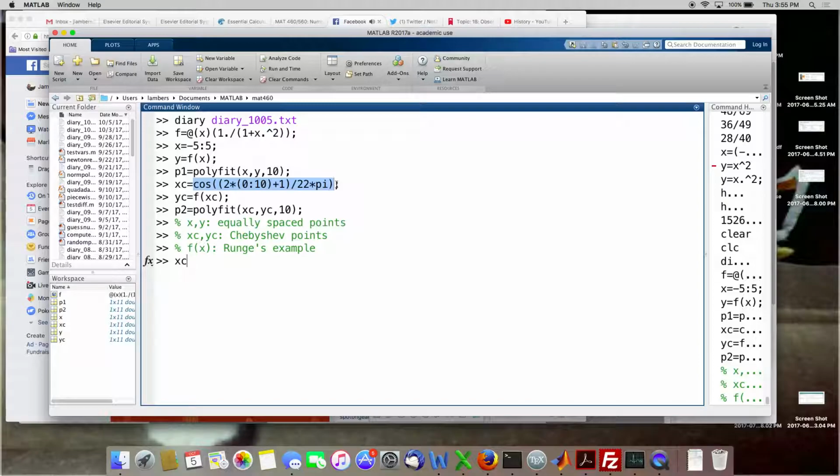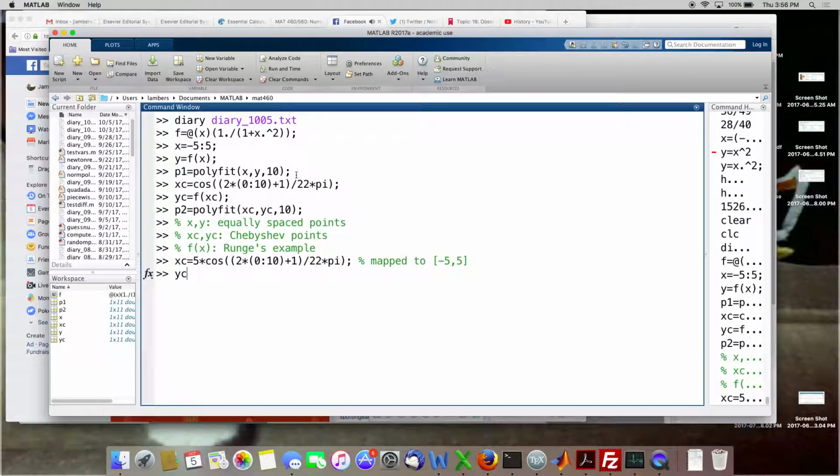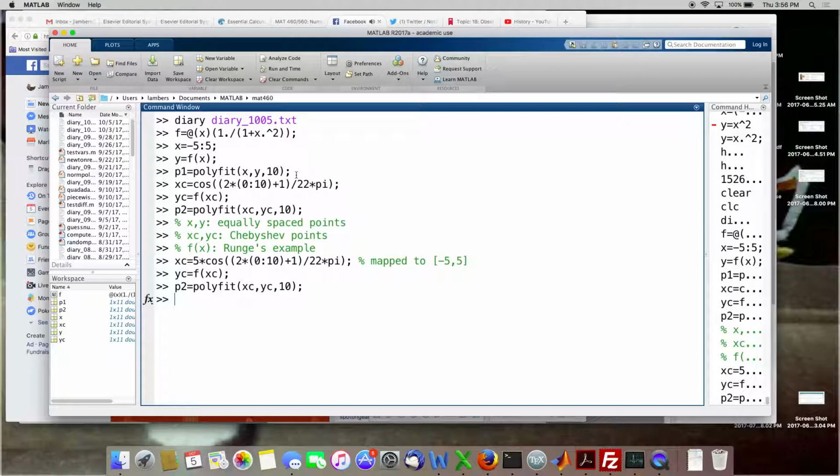But that's not what I want here. I want points distributed from -5 to 5. So I need to bring that statement back and just multiply these by 5. So these are the Chebyshev points scaled to map to the interval -5 to 5. Then plug them into f, get the coefficients of my polynomial. So all of these commands were done last time.